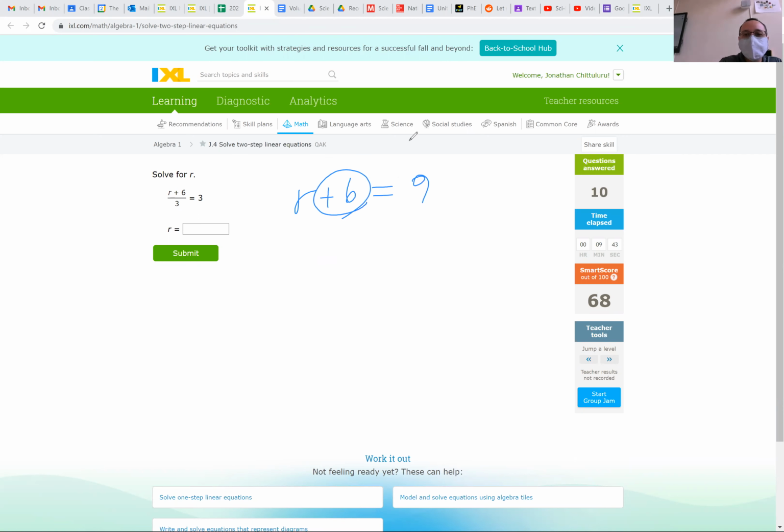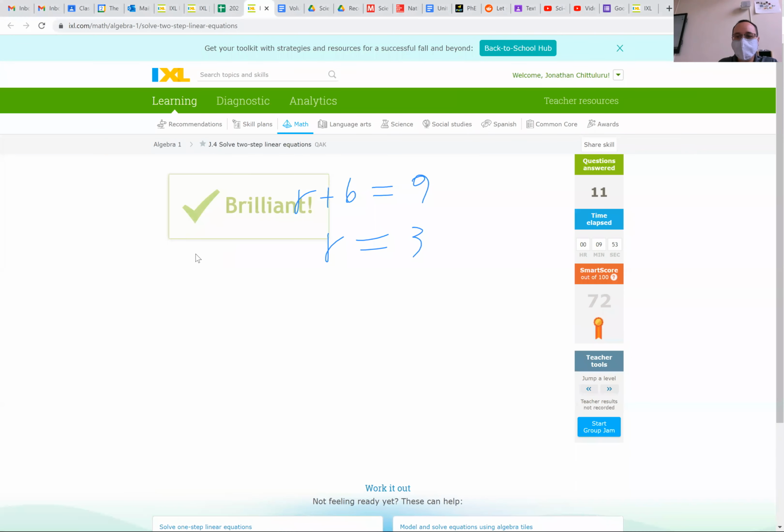Now we have to undo this addition. So we're going to subtract 6 from both sides. R equals 9 minus 6, which equals 3. Let's get the answer put in. So R equals 3, submit, we're rolling along.